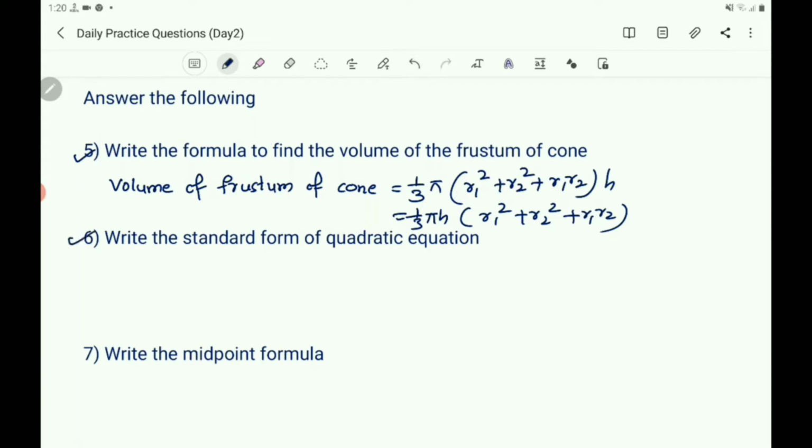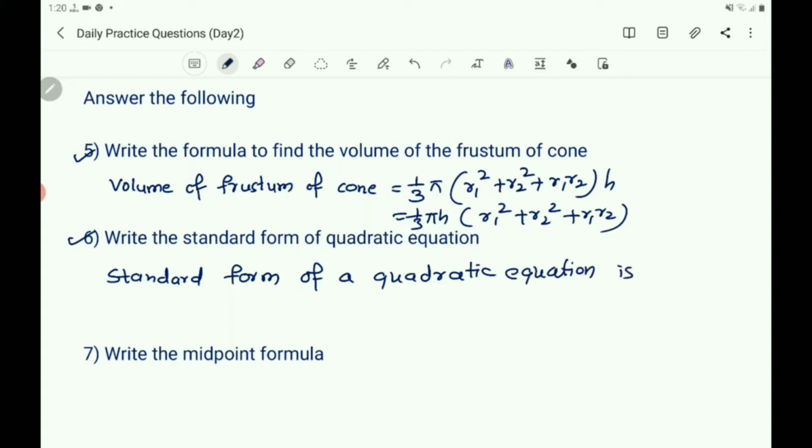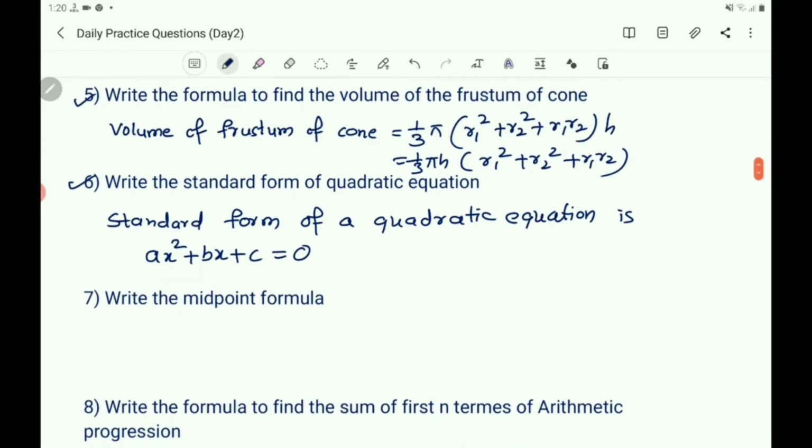Then sixth question. Write the standard form of quadratic equation. What is the standard form of quadratic equation? Standard form of a quadratic equation is, what is that? ax square plus bx plus c equals 0. This is the standard form of a quadratic equation.